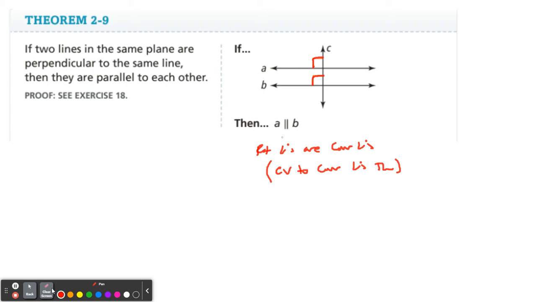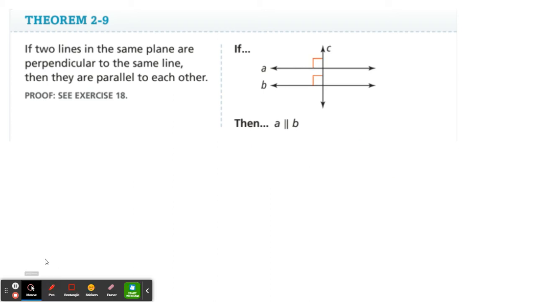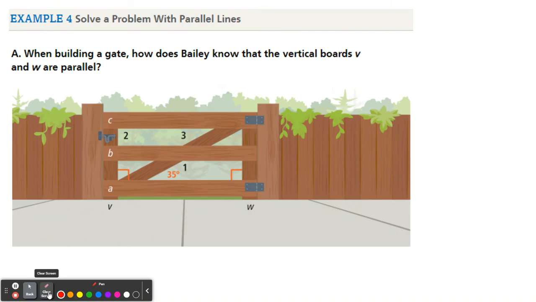All right, let's see if we can use these two ideas in a problem. When building a gate, how does Bailey know that the vertical boards V and W are parallel? Here are your two boards. V goes this way, not like a snake, but that way. W goes this way. The question is, how do we know that they're parallel?